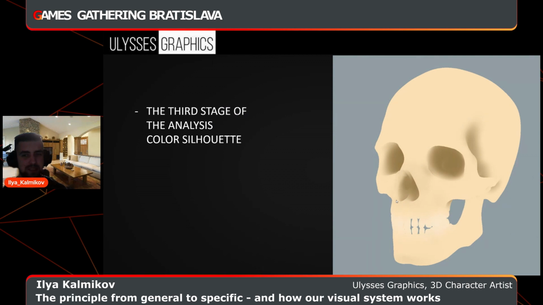So the next stage, only now colors. The color silhouette. We have our detailed silhouette of our skull. And only at this stage, the brain begins to analyze color, which is a slightly different section of the visual cortex. Color is of interest to the brain only if the silhouette does not give all the information, and you cannot use the visual stereotypes about the silhouette.